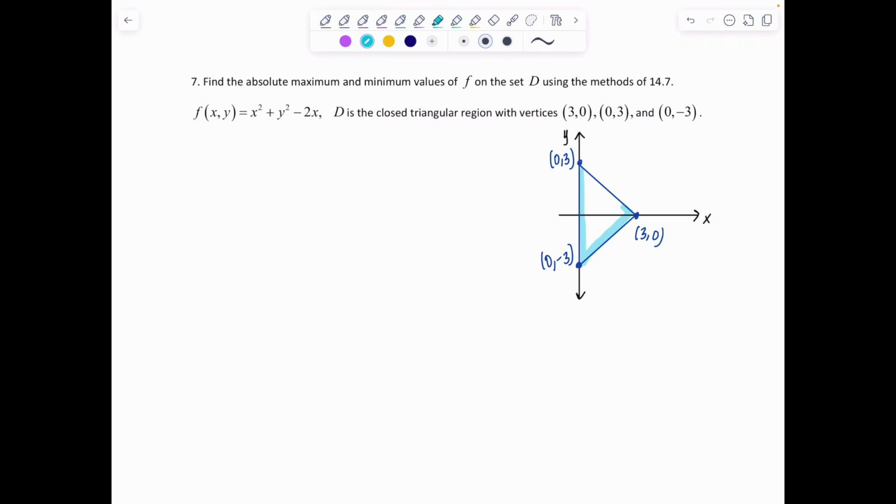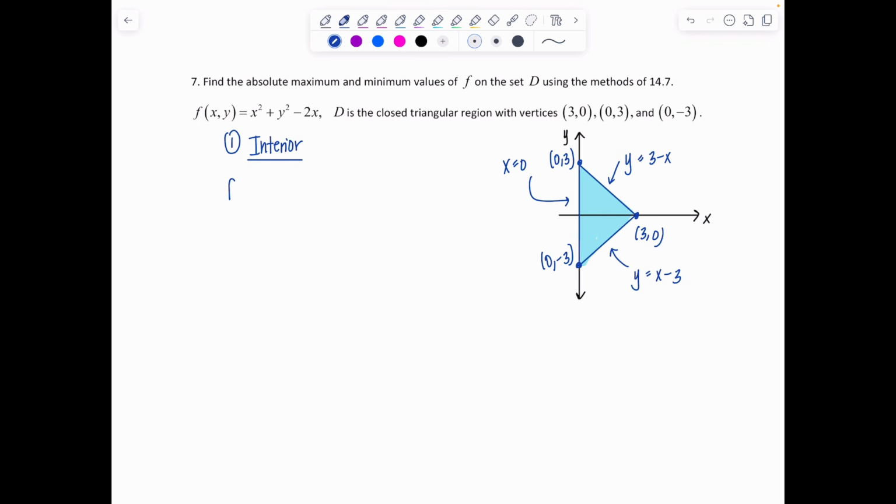Okay, and then let me figure out what are the equations of each of these three boundary lines. This one right here is x equals 0. This is y equals 3 minus x. Very good. And this is y equals x minus 3. So we need to first find critical points that are on the interior. So that comes from the same way we always collect critical points. So you take both your partials with respect to x and y. You're going to set them equal to 0 and then see when they're both equal to 0.